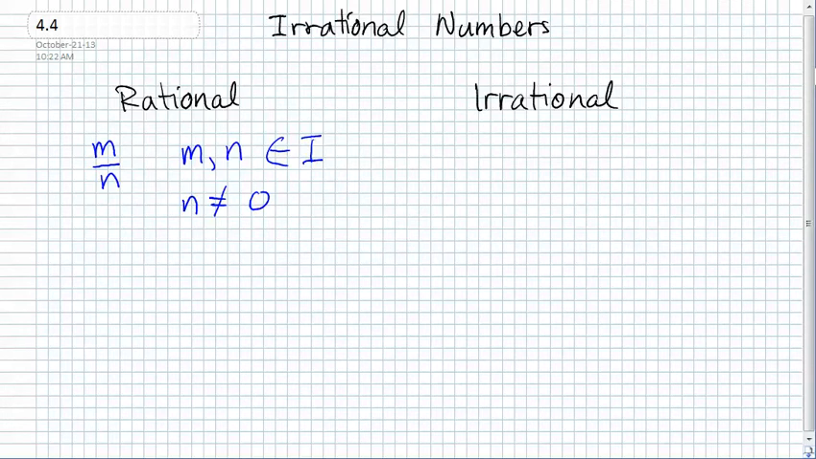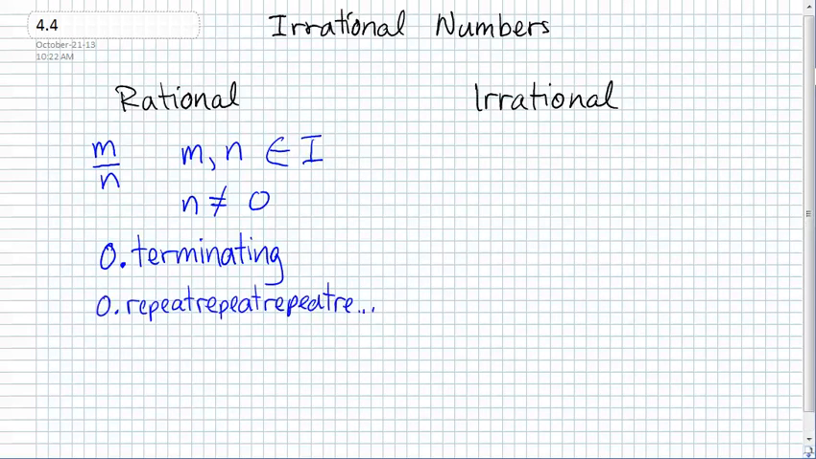Another way of thinking about these is that these are repeating decimals. So the decimals that stop, like 0.6, or decimals that keep going on forever, like 0.6666666. Those are rational numbers. So irrational numbers are basically just the opposite. In other words, they just aren't those things. You cannot express them as a fraction with integers, or they are non-terminating, non-repeating decimals.